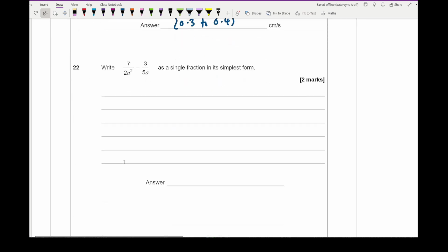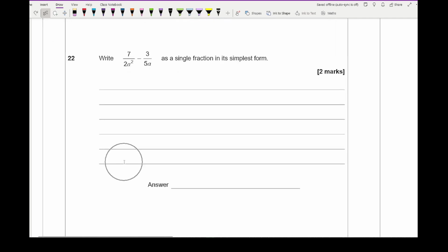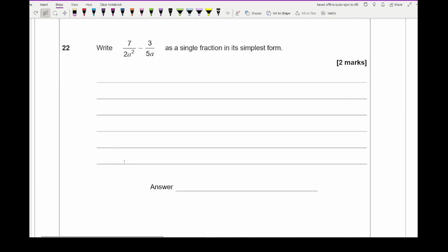Then moving on to question 22, it says write 7 over 2a squared minus 3 over 5a as a single fraction in its simplest form. So let's just zoom in so we can see it all. Now to get a common denominator, and again it might be different to your common denominator, I know some teachers encourage you to multiply the two denominators together to get that common denominator, which in this case is exactly what I'm going to do. So the common denominator is going to be 10a cubed.